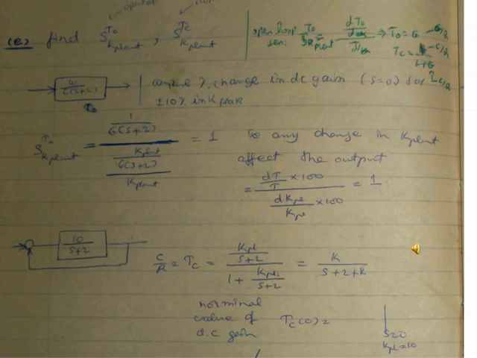So any change of the K plant affects the output: DT by T multiply 100 divided by DK by K multiply 100 is equal to 1. Then we also write down this one for the previous system, 10 divided by S plus 2. And the feedback system: C by R equal to TC is equal to K plant divided by S plus 2, divided by 1 plus K plant divided by S plus 2. So that will be K divided by S plus 2 plus K. So that will be the answer. This is the way we can find out the sensitivity of the K plant.